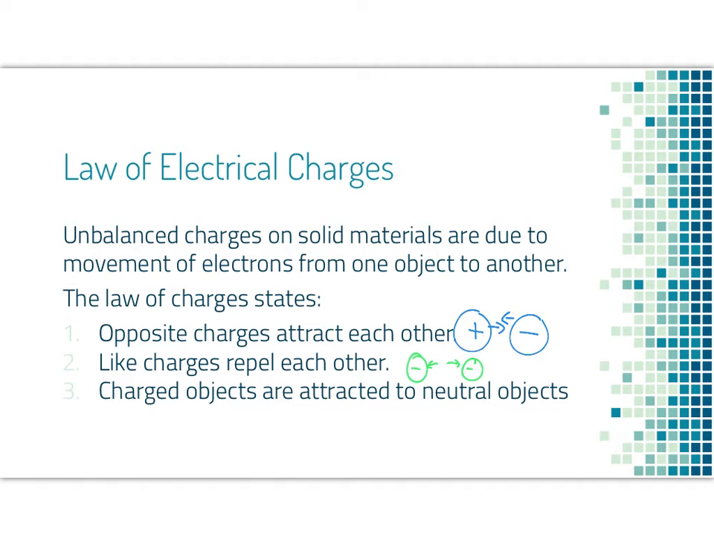Charged objects are attracted to neutral objects. So something that's neutral, so has about equal numbers of positive and negative, a charged object will be attracted to it. And that is, again, because there's a positive here and there are negatives within that neutral object, so they can be attracted.